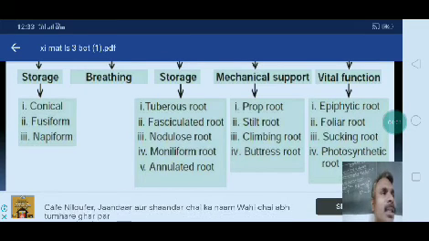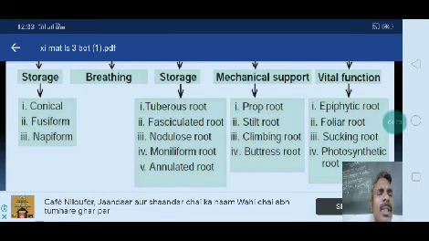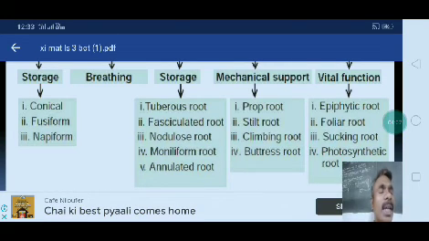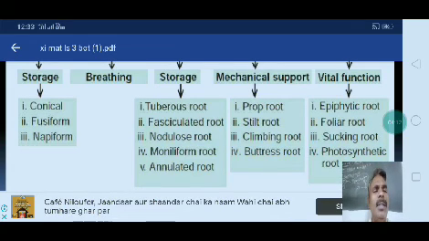Then next we pass on to mechanical support: prop roots, stilt roots, climbing roots and buttress roots. These come under the mechanical support of adventitious roots. Then vital function. In the adventitious root system, some vital functions are also there.